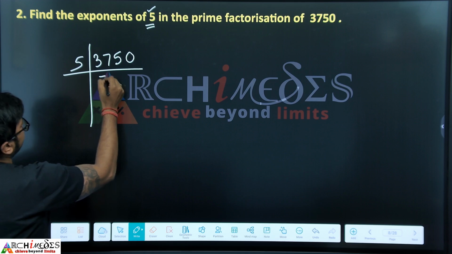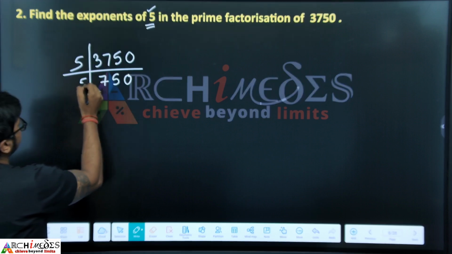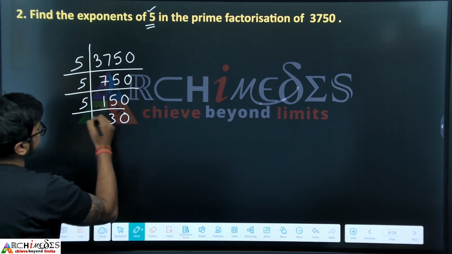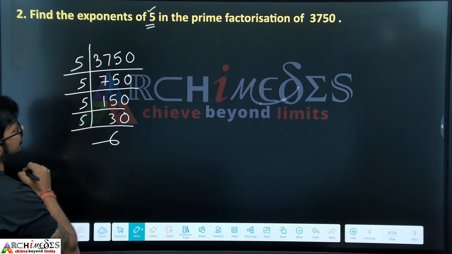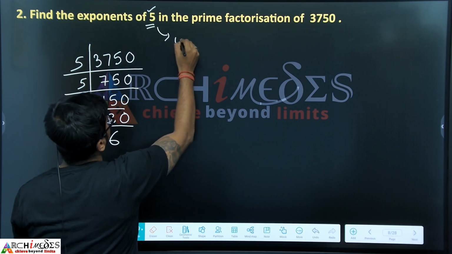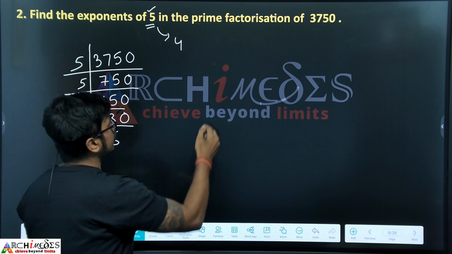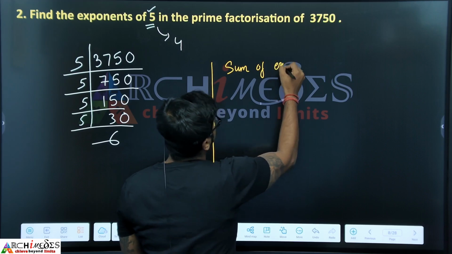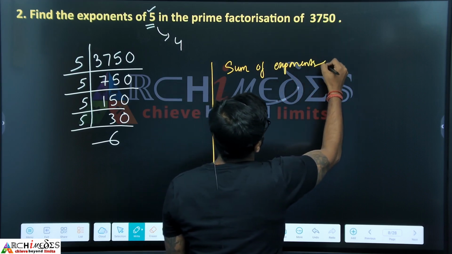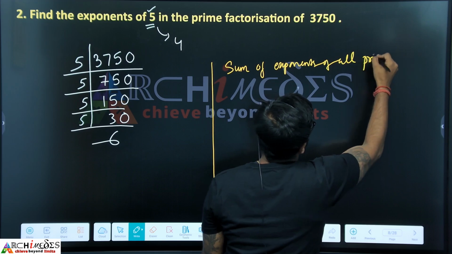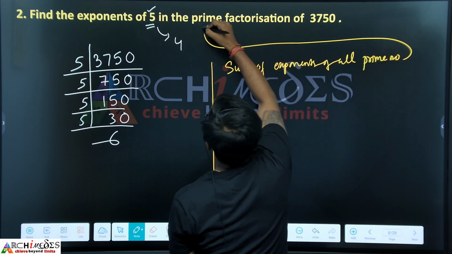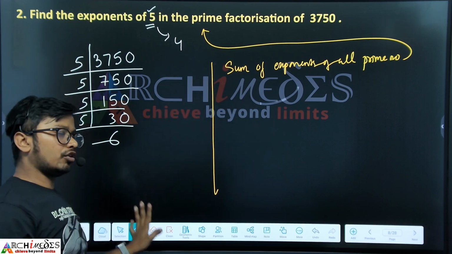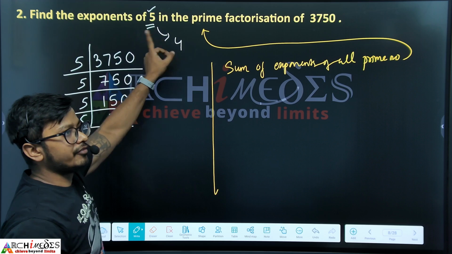So 5 7s are 35, 5 5s are 5, 0. Again do it only with 5: 5 1s are 5, 5 0s are 0, 5 6s are 30, I think. Clear? Then 5 6s, that's it. So you see the exponent of 5 is 4. Am I clear? Can we do another question on the same? If the question is the sum of exponents of all prime numbers in the prime factorization of the same number, then you have to divide thoroughly. But if the question is only to find the exponent of 5, only divide by that number.